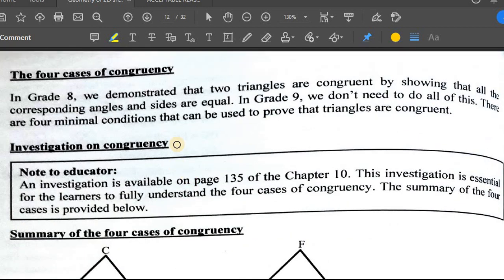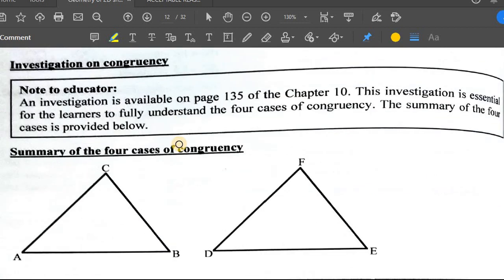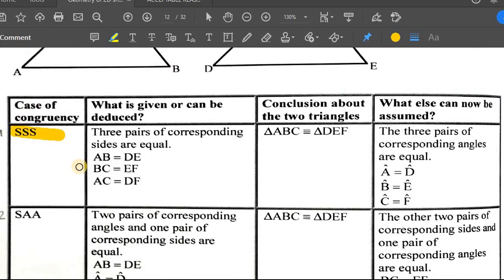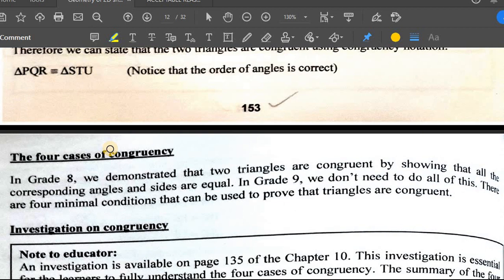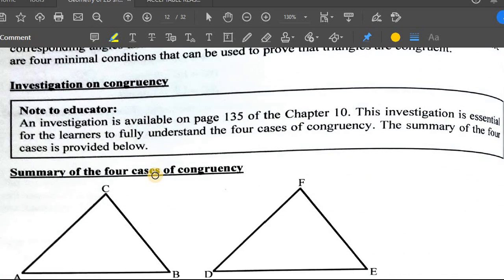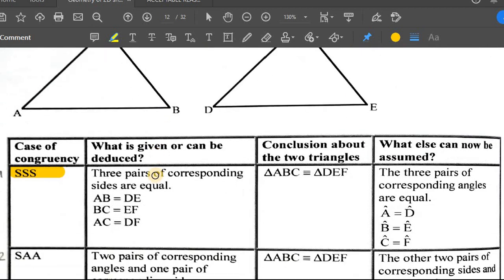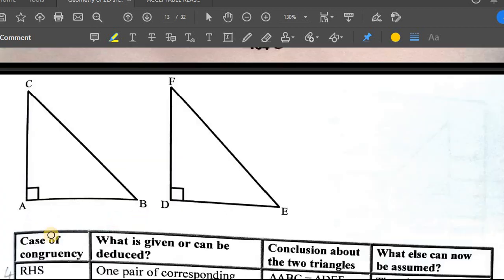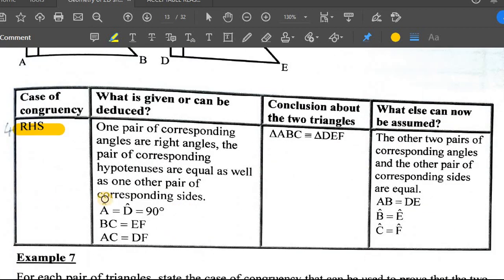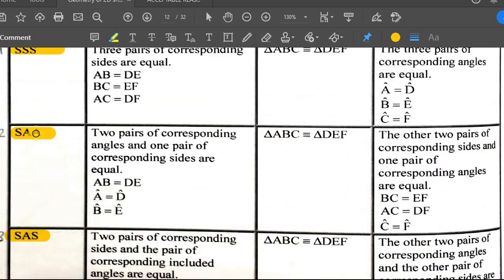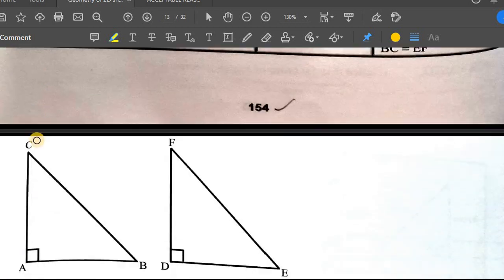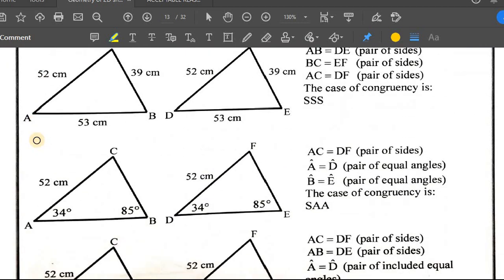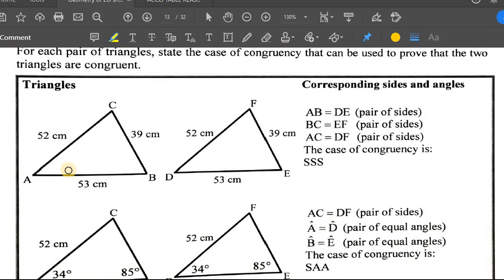Okay, we're now looking at the 4 cases of congruency. So 4 cases: side, side, side. We're looking at page 154. We got side, side, side, side, angle, angle, side, angle, side. Yes, you can highlight the stuff there. And okay, there's a 4th one: right angle, hypotenuse, and a side. Now, okay, we'll be doing examples like that soon. Okay, actually, there it is right here.